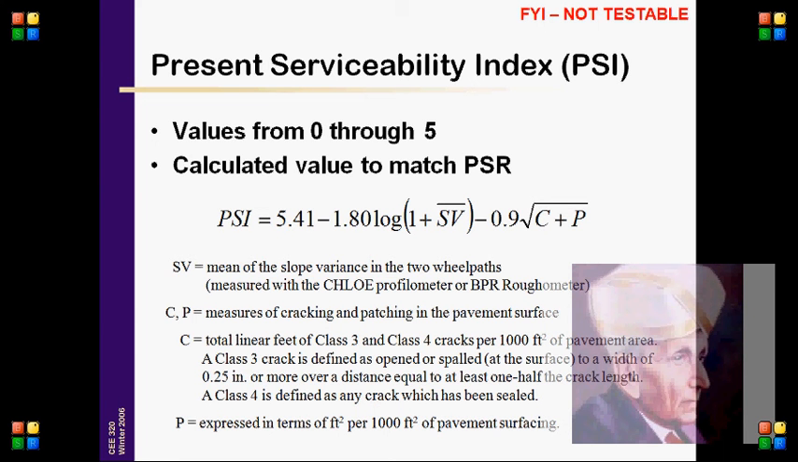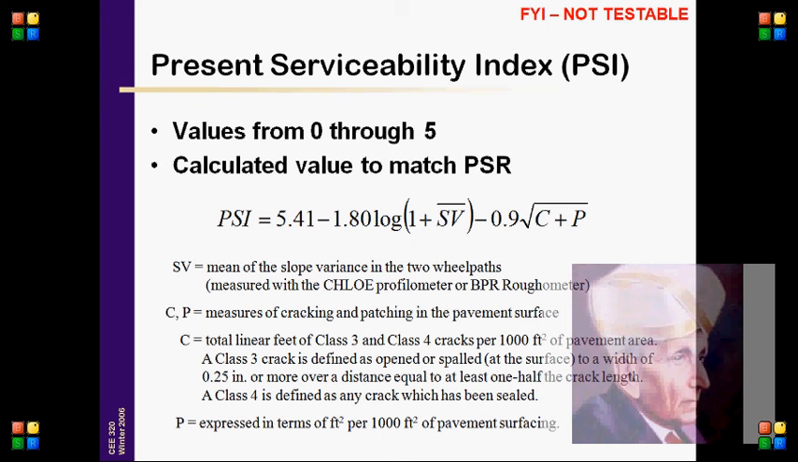Present Serviceability Rating, PSR, picture from Highway Research Board Special Report 61G. Present Serviceability Index, PSI, values from 0 through 5, a calculated value to match PSR. SV equals the mean of the slope variance in the two wheelpaths, measured with the CHLOE profilometer or BPR roughometer. C, P equal measures of cracking and patching in the pavement surface.